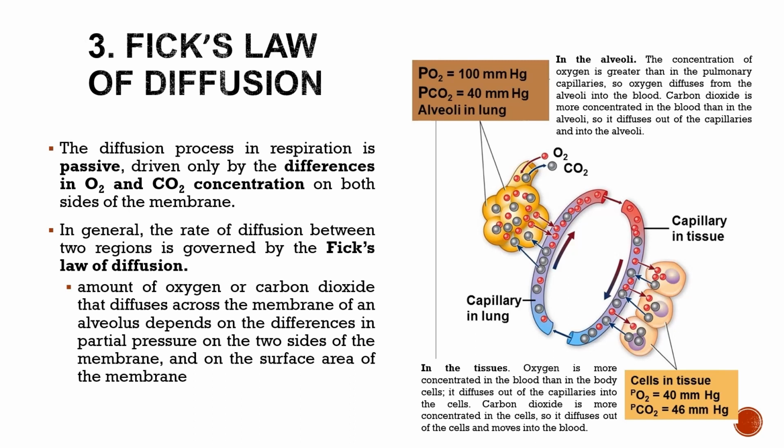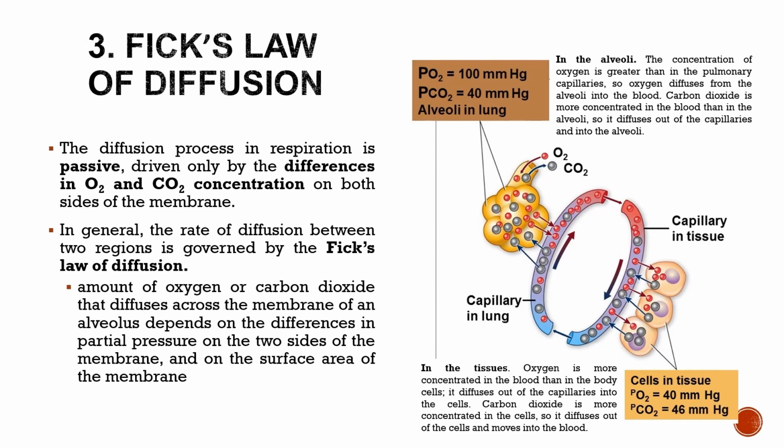Fick's law of diffusion. The diffusion process in respiration is passive, driven only by the differences in oxygen and carbon dioxide concentration on both sides of the membrane. In general, the rate of diffusion between two regions is governed by Fick's law of diffusion. The amount of oxygen or carbon dioxide that diffuses across the membrane of an alveolus depends on the differences in partial pressure on the two sides of the membrane and on the surface area of the membrane.